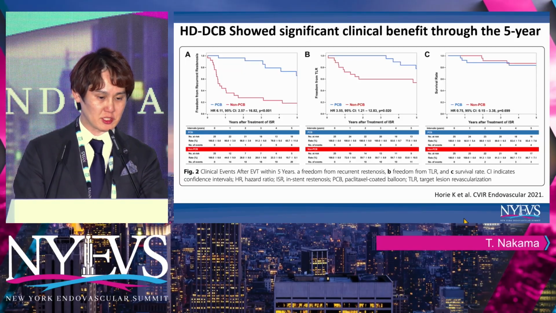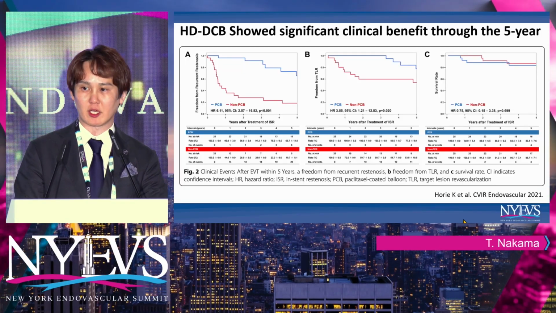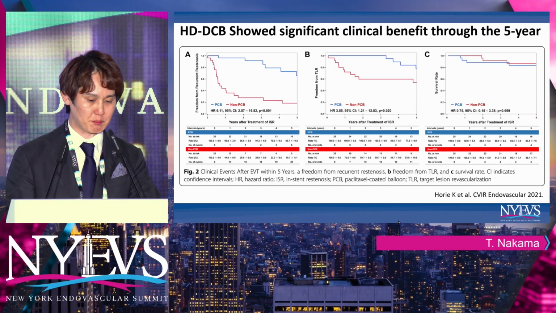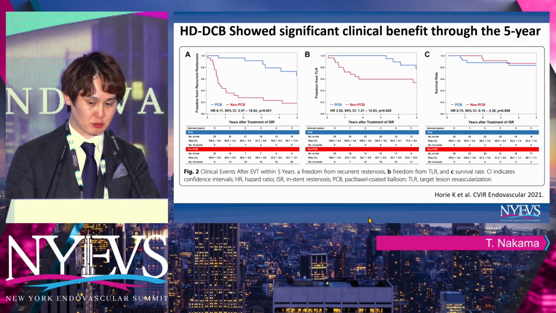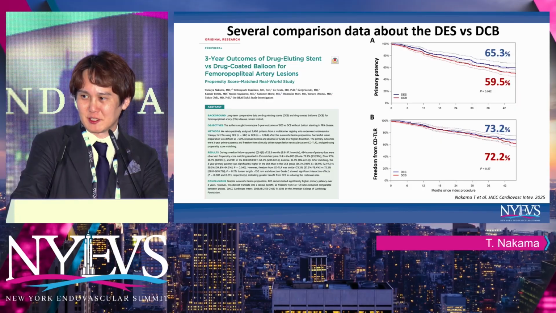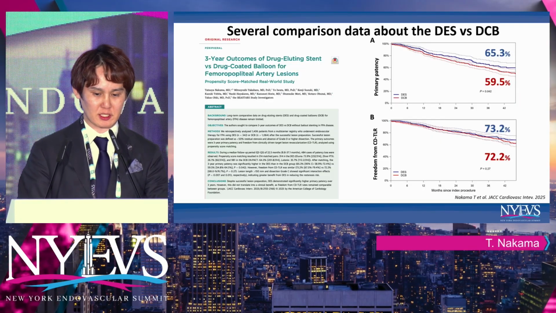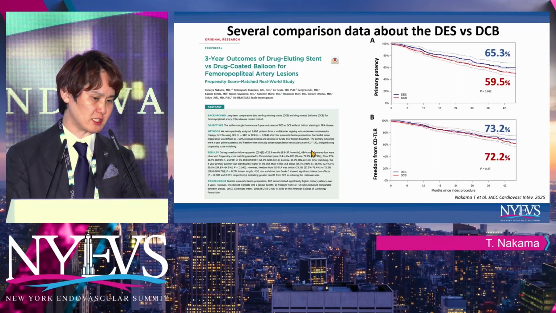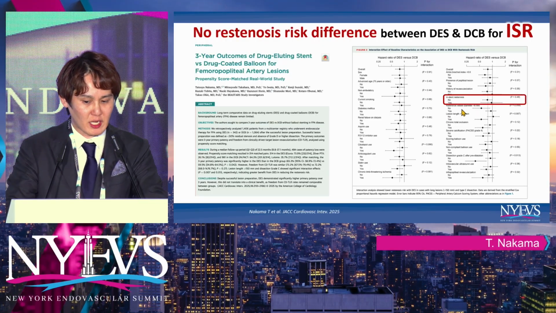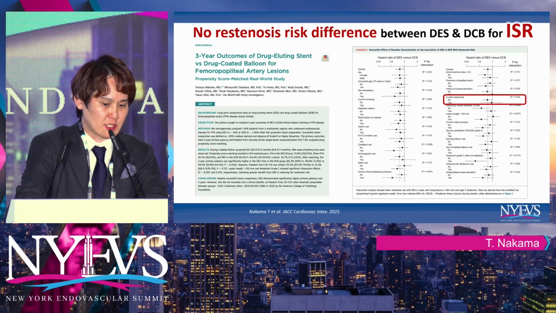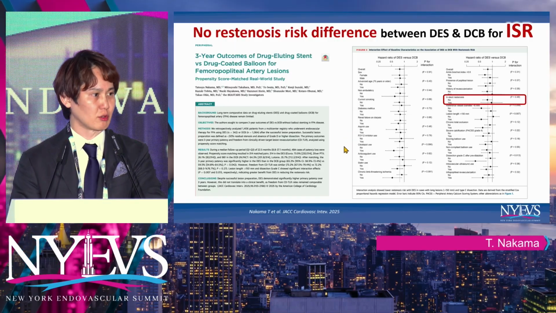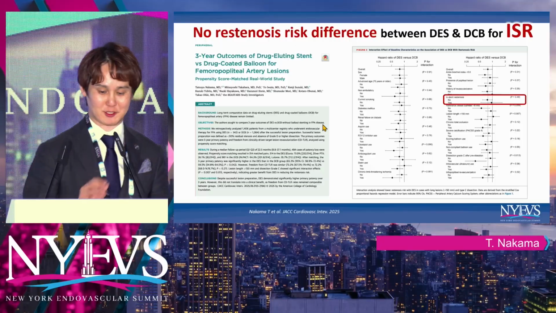As everybody knows, use of the DCB is a very good treatment. As already shown, there are many randomized controlled trials against conventional angioplasty. Yes, DCB is a promising treatment. However, there is not much big data about DES versus DCB for ISR lesions. Actually, this is my study, a prospective registry about DES versus DCB. It included approximately 30% ISR lesions. As you can see, there is no interaction effect on the stenosis risk between DES treatment and DCB treatment for ISR lesions. However, there is no direct comparison data, so it's very difficult to discuss these topics.